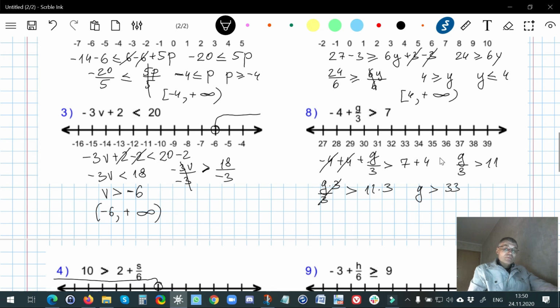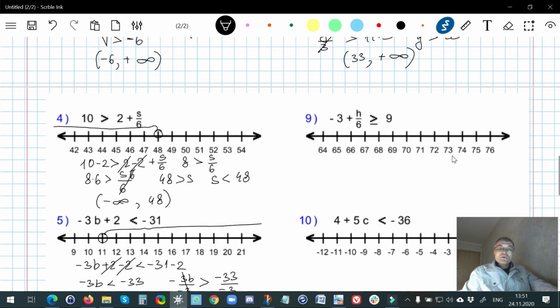Graphing this would be easy, just this. And interval notation starts with 33, which we don't include, which we indicate by this round parenthesis, and positive infinity, which is also not included, again round parenthesis.